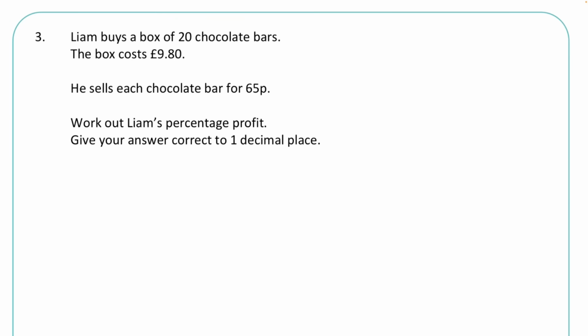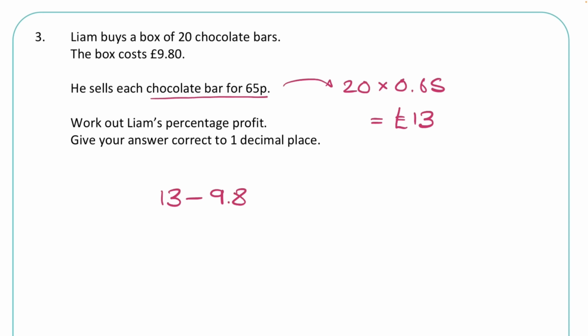Our next question is looking at some percentage profit. So here it says we have 20 chocolate bars and the box costs £9.80 and he sells each chocolate bar for 65p. Well, straight away we can work out 20 times, and I'm going to write it in pounds, 0.65. I'm going to type that in on the calculator and that comes out as £13. So that's how much he sold them for. We can use that to work out the profit. So 13, take away the £9.80 that he paid for these chocolate bars, that gives us a profit of £3.20.